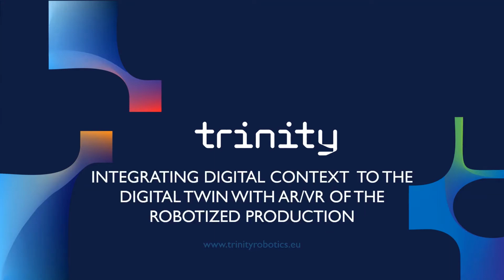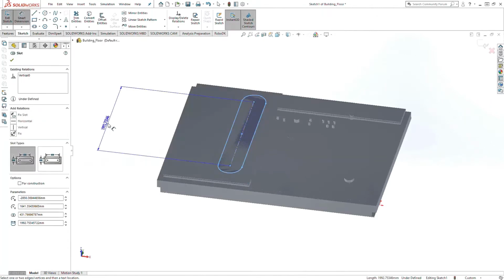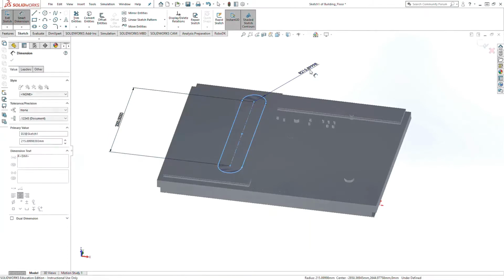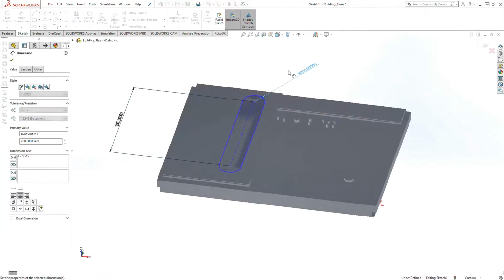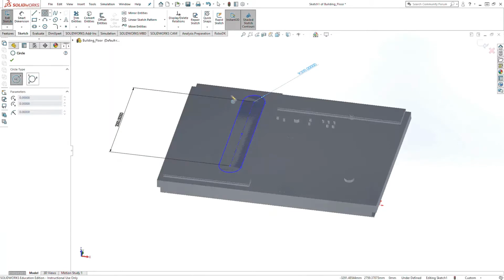This video presents a Trinity use case dealing with methods for integrating and utilizing data necessary for robotized production into the product model at early design phases. Robot trajectory information integrated into digital design data at an early design phase can be utilized in the production phase for agile programming of robot trajectories and also in the creation of AVR experience of products for training and marketing purposes.